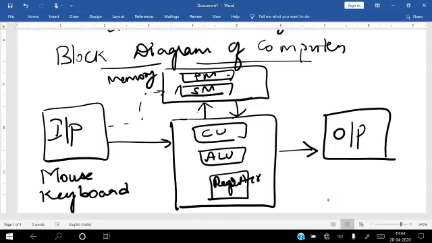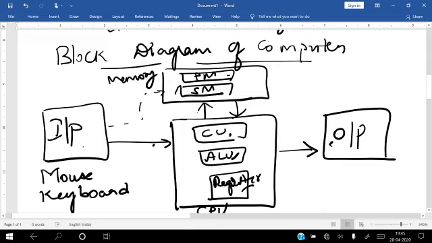And next is your CPU, that is the central processing unit. It is the fastest computing device. It processes the input that is generated and gives you the desired output with high speed and accuracy. It is also known as the heart or brain of the computer system. The CPU contains the following parts, that is the control unit, the arithmetic and logical unit, and the registers.